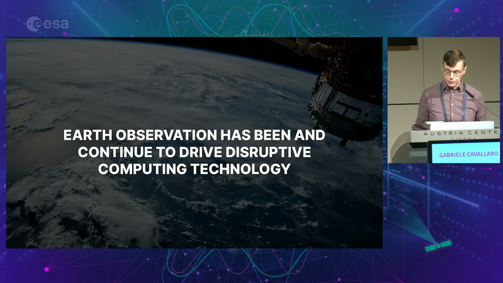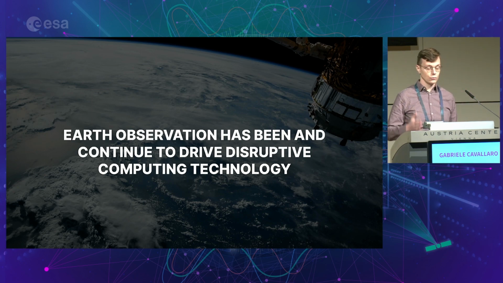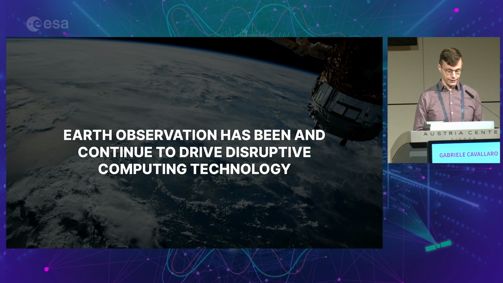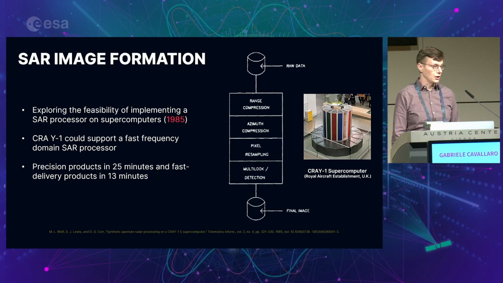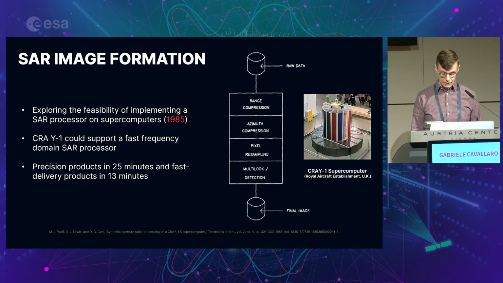But what about Earth observation and remote sensing? Well, Earth observation has been and continues to drive disruptive computing technology. And here I want to take it from the very beginning with an example of SAR. In the early 1960s, SAR posed a significant big data challenge. By the late 70s, SAR had become one of the primary applications of supercomputers. For example, in 1985, an evaluation was presented for implementing a SAR processor on the Cray-1 supercomputer.